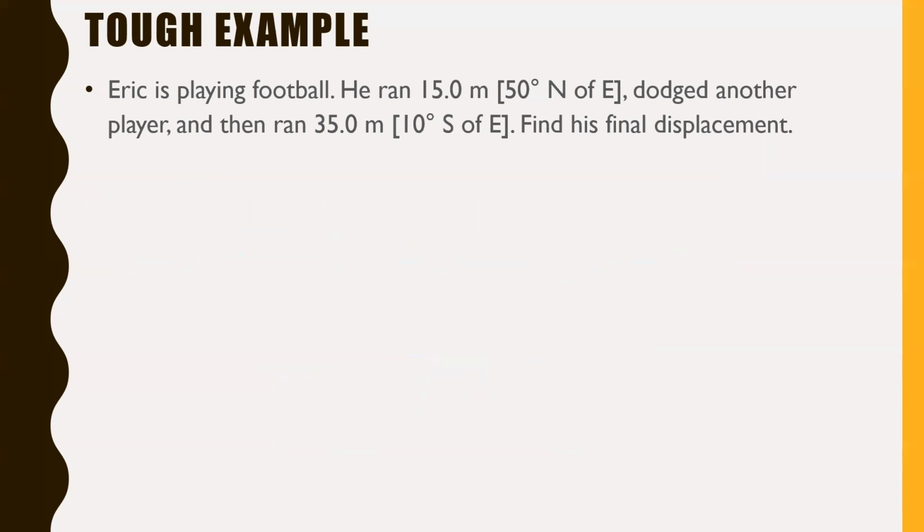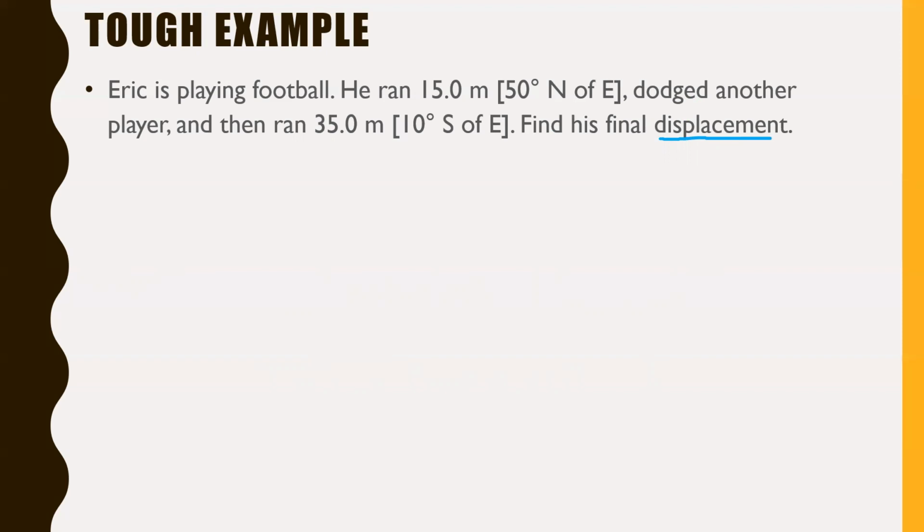Eric is playing football. He ran 15.0 meters at 50 degrees north of east, dodged another player, and then ran 35.0 meters, 10 degrees south of east. Find his final displacement. Remember, once again, just like velocity, displacement is a vector, so we need a magnitude and a direction. Pause the video here, jot the question down, give it a try either on your own or in pairs, and I'll go over it in a second.